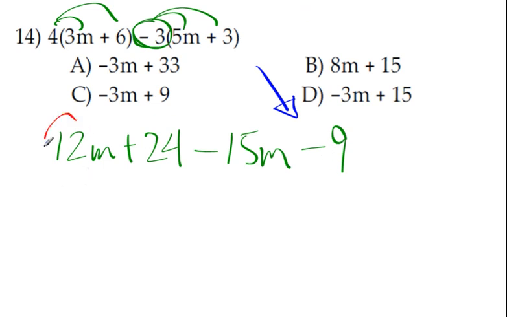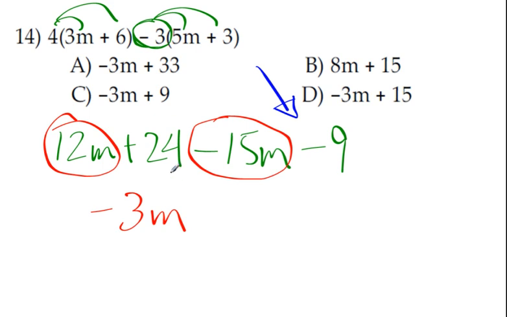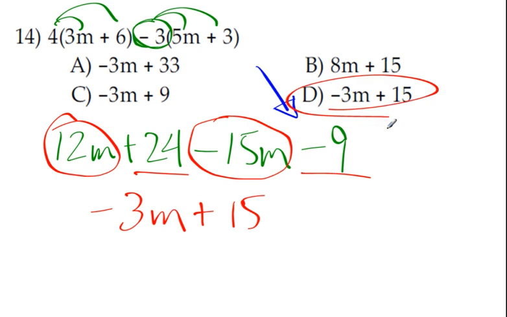Alright, so let's put our things together. Positive 12m, negative 15, that's going to make a negative 3m. Positive 24 minus 9 is going to be plus 15, and there goes our answer.